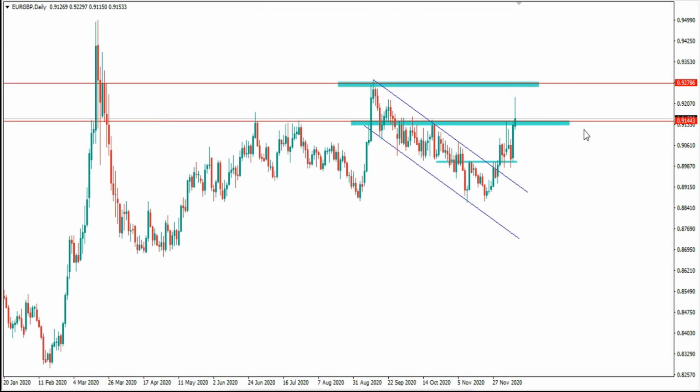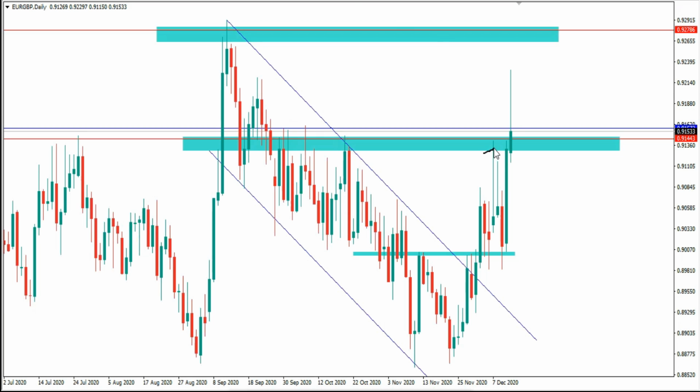Okay, so from the daily time frame, what we can see is that the price is currently around this daily level of resistance. At this point, you can see that the price gave us a marginal close above that resistance, which means we want to see that resistance turn into support within this coming week. That's the 91.43 area.